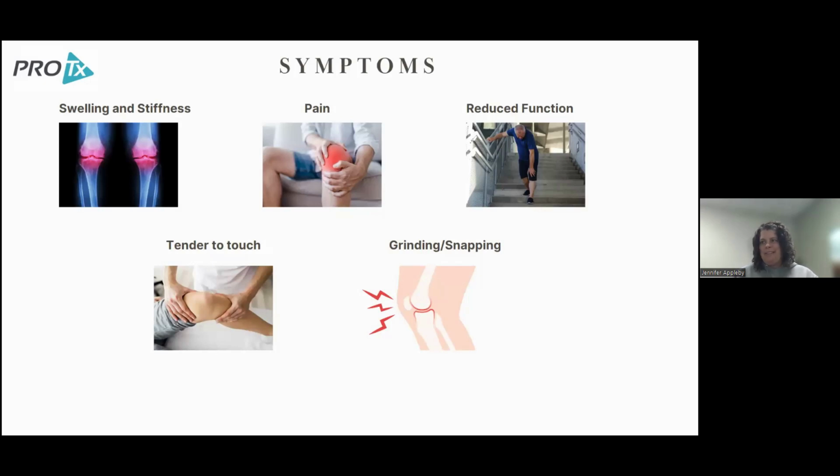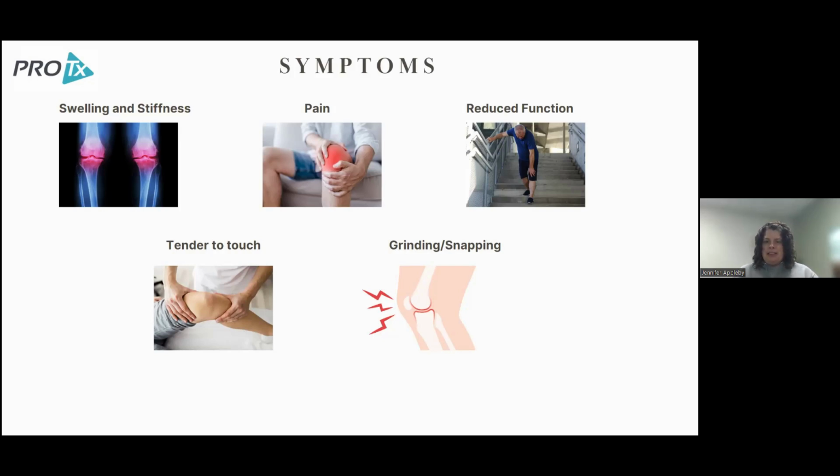That pain can feel like a very strong ache in the knee. It can be sharp with movement. Often it comes with, "I was doing a lot of activity and now my knee really hurts." So you can see on the side there with the stairs, you get reduced function with that. And then it's tender to touch, most commonly on the inside of the knee, which starts to get really sore to touch.